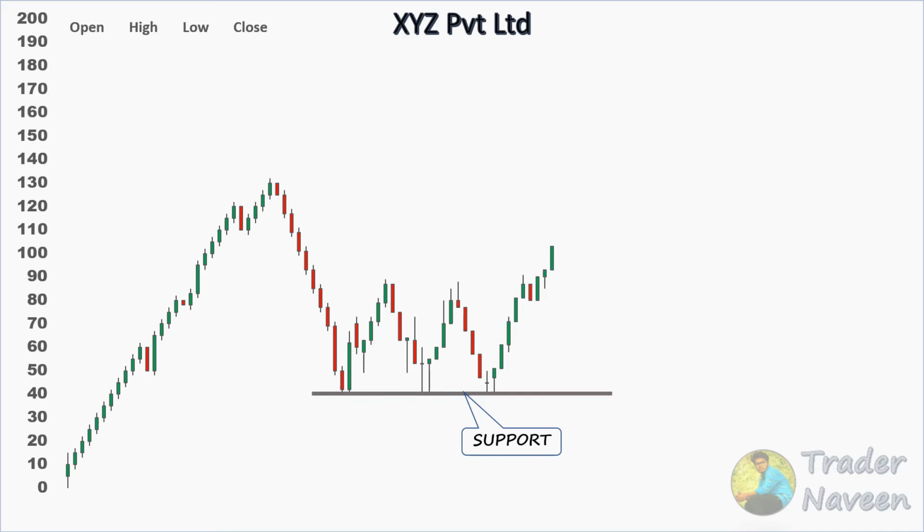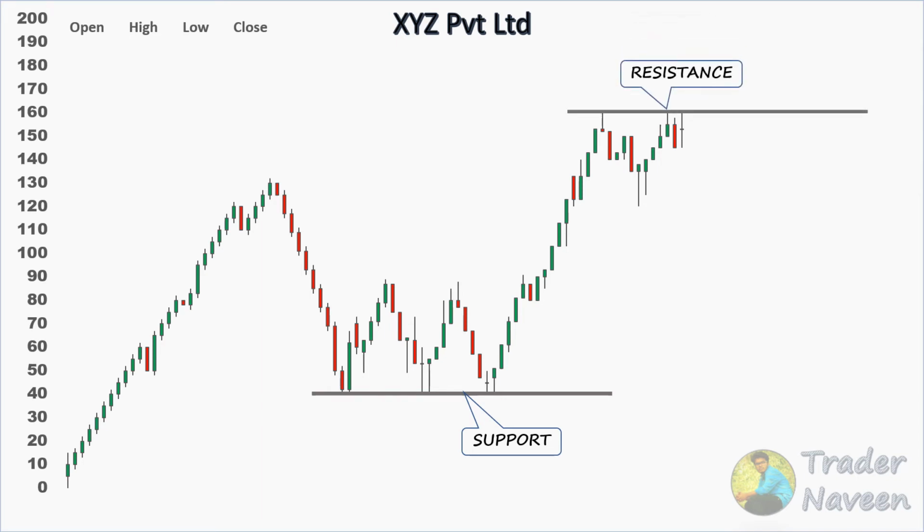Same for the resistance. Look for the same upper price level tested at least 2 times. Now connect those points with a horizontal line, and you find the resistance. If the price reaches the same resistance level again and indicates to go down, you can initiate a sell trade.